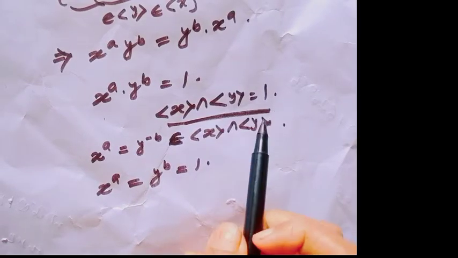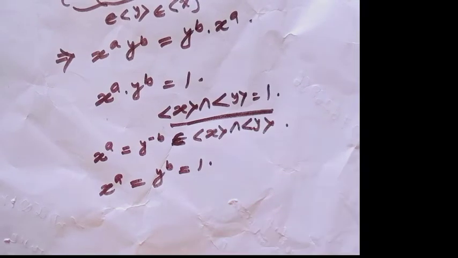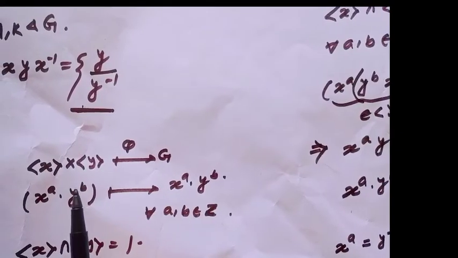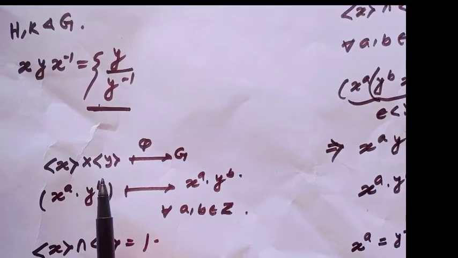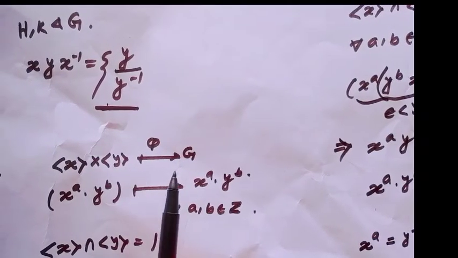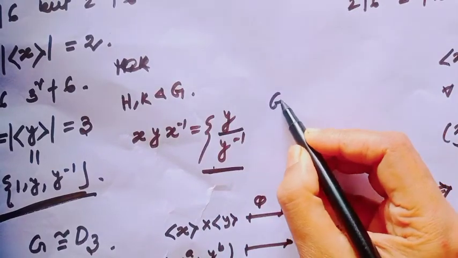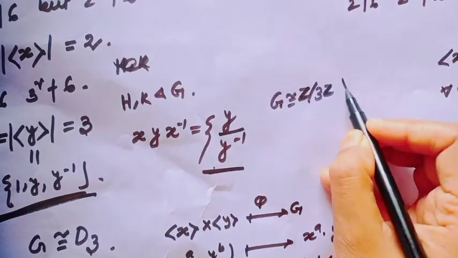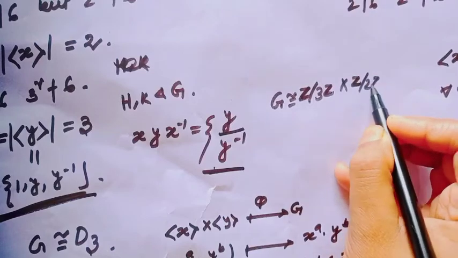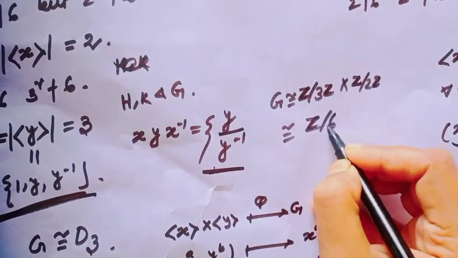That means this map is 1-1. So there always exists an isomorphism from the cyclic subgroup generated by x direct product the cyclic subgroup generated by y to Z. Therefore we can easily tell G is isomorphic to Z mod 3Z direct product Z mod 2Z, which is always isomorphic to Z mod 6Z.